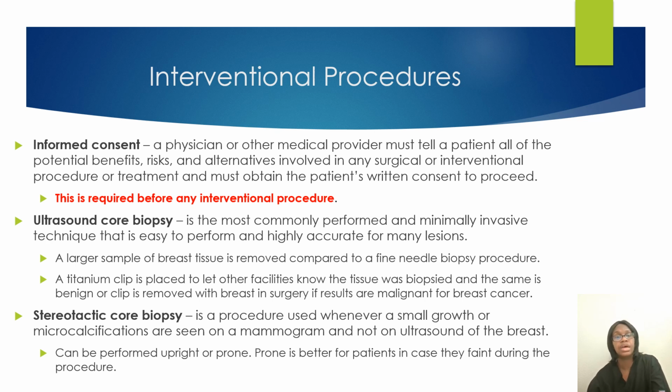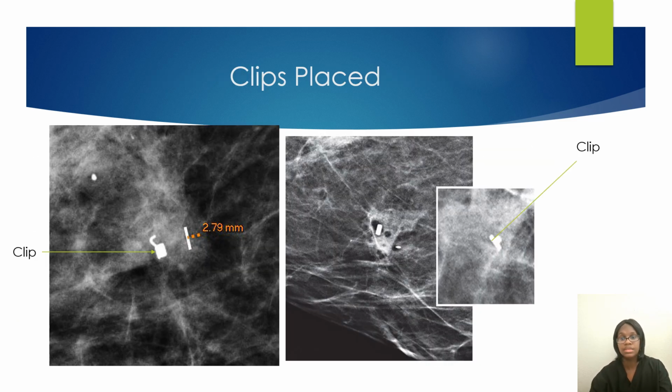For biopsy procedures, whether it's ultrasound, MRI, or stereotactic in mammo, the patient has to sign a consent form that will go over the risks, the benefits, and any alternatives. They will also have a clip placed in their breast. If the abnormality found in the breast tissue is benign, the clip will stay in their breast. If it's malignant, that cancer and the clip will come out during surgery. This is an example of a clip that was placed in the breast.